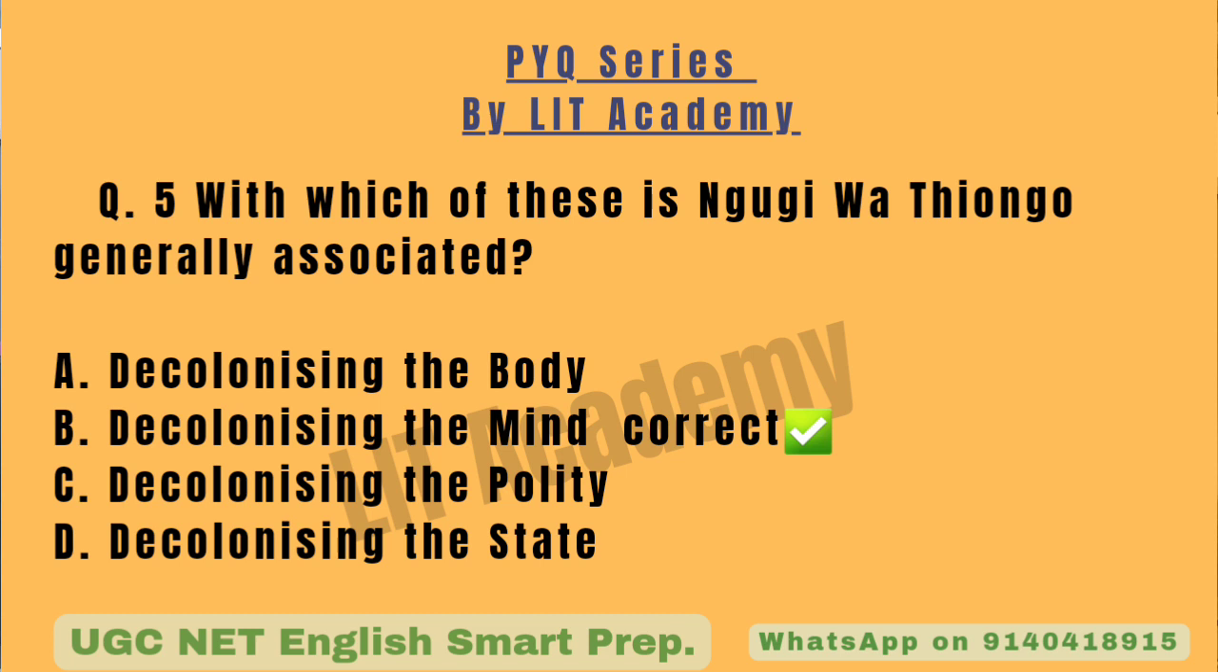So this work is divided into 4 essays: the language of African literature, the language of African theatre, and the language of African fiction. Fourth, the quest for relevance. So these are the 4 different essays into which Decolonising the Mind is divided.